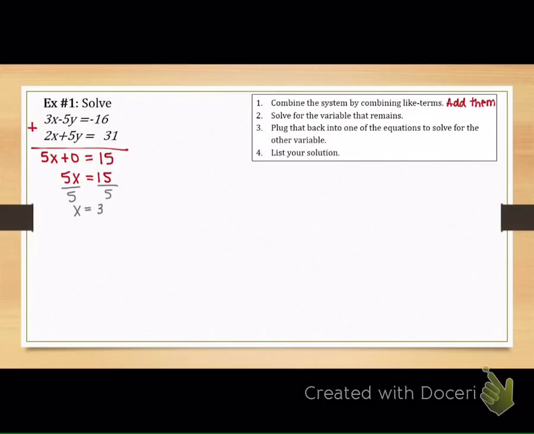So once you're done with that, you're going to plug back in, or substitute is another word, the variable back into one of the two equations. It doesn't matter which one you want to. And then you can find your solution, list your solution as an ordered pair. So, which equation, Emma, do you want to substitute back in for? 3x minus 5y or 2x plus 5y? 2x plus 5y.